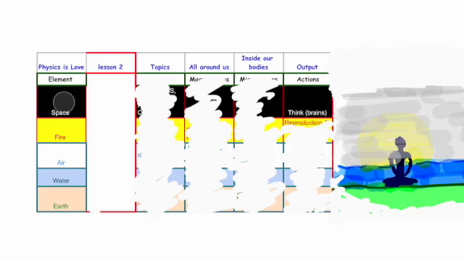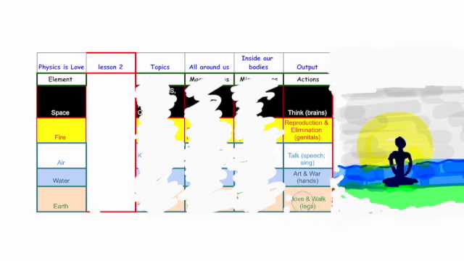And the first action connected to the element space is the action of thinking. Connected to the element fire, the genitals, reproduction, and elimination. Connected to the element air, the action of talking or singing. Connected to the element water, our hands as a system of action, and the earth connected to our legs. We move on the earth using our legs. 5 actions, and no more than 5 actions to represent our ability to do work.